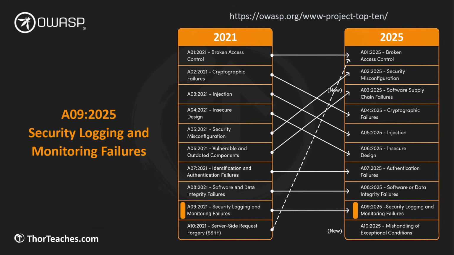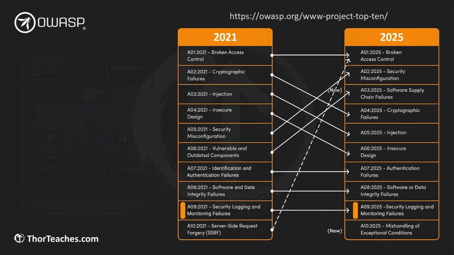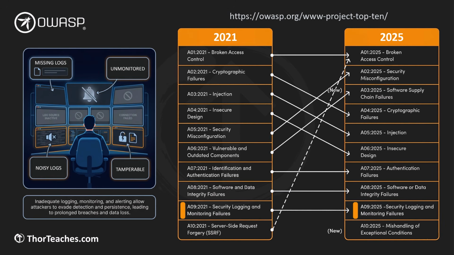Now we have A9, which is logging and alerting failures. And this one is tricky because you often only notice it after something bad has already happened. If you don't log important security events, you can't investigate what went wrong. If you log but never monitor or alert, you won't spot attacks in progress. If you log too much of the wrong thing and flood your team with noise, the important signals get buried. And if logs are easy to tamper with, attackers can cover their tracks.